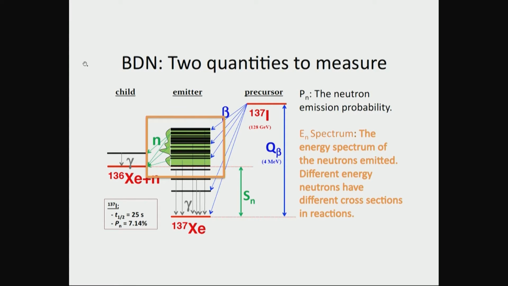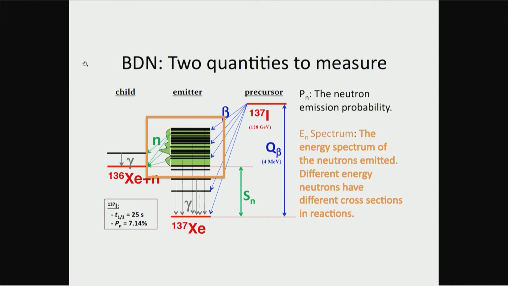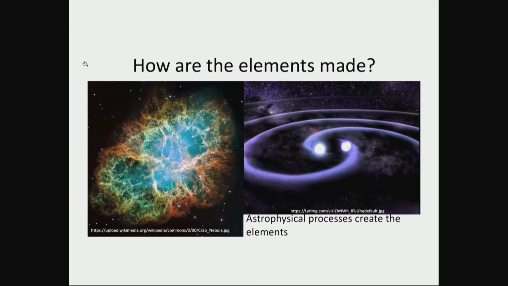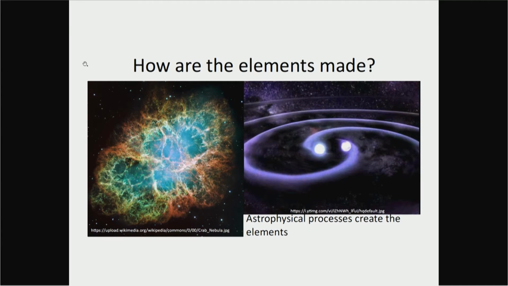So there are 2 different things we can get from beta-delayed neutron emission. The first is our neutron emission probability: what's the chance that we're actually going to emit the neutron when it decays? And then the neutron energy spectrum. This winds up being really important because, as Marina talked about earlier, she needs thermal neutrons for these reactions to happen. Different energies of neutrons have different cross sections, so knowing the actual energy spectrum of the neutron is pretty important. This is why we're interested in it: how are the elements made?